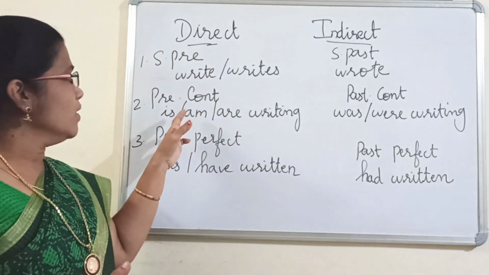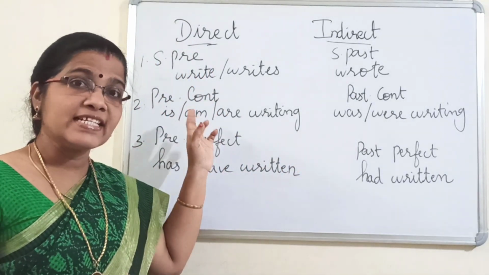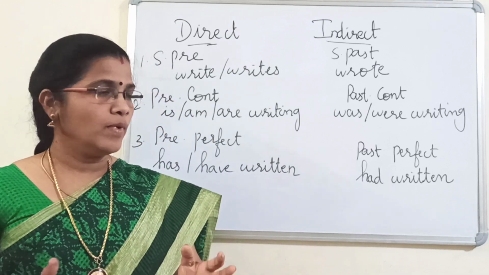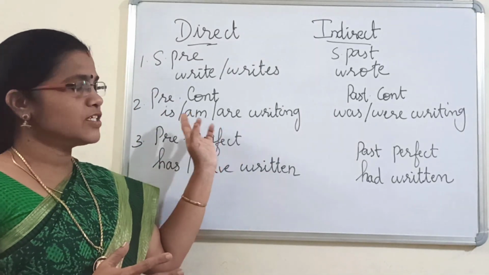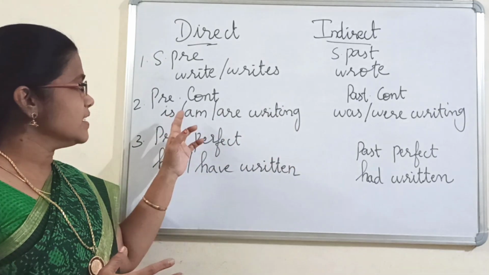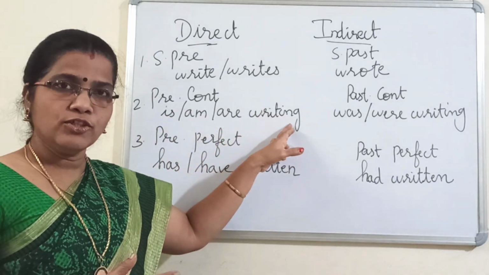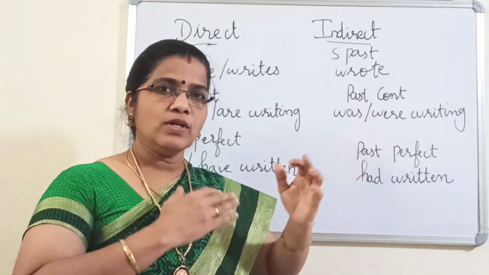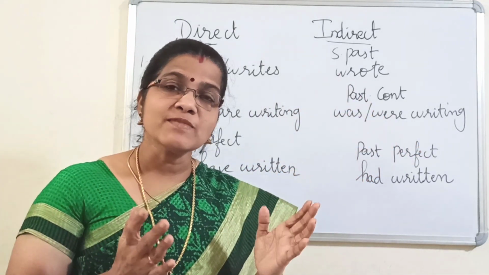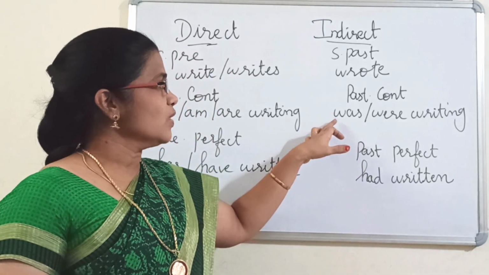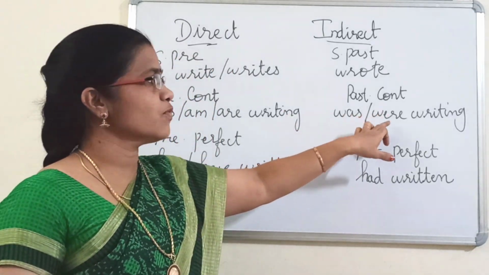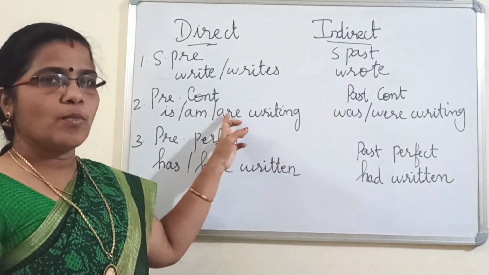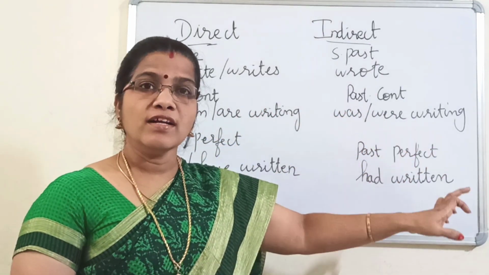Now look at the second tense form, present continuous tense. You know that it's an ing form. So how does your verb look like? Is, am or are, then your ing form: is, am, are writing, right? How do you change that into indirect speech? It becomes past continuous tense. So what happens here? Was or were writing. The past tense form of is and am is was, and the past tense form of are is were. So you get was or were writing.